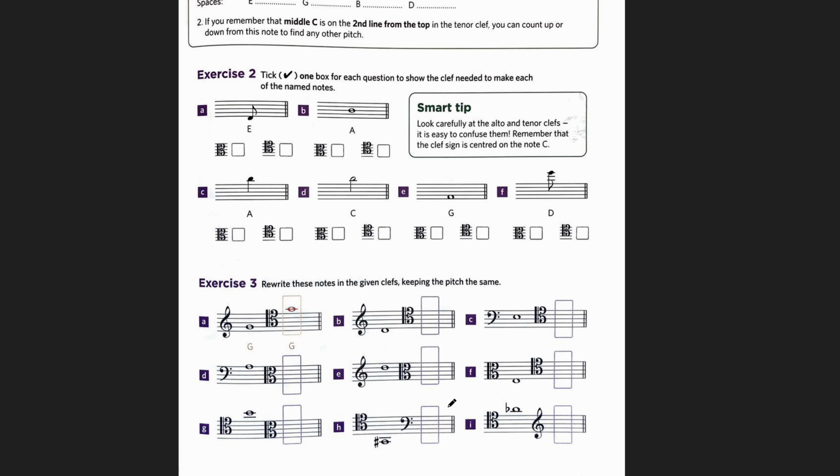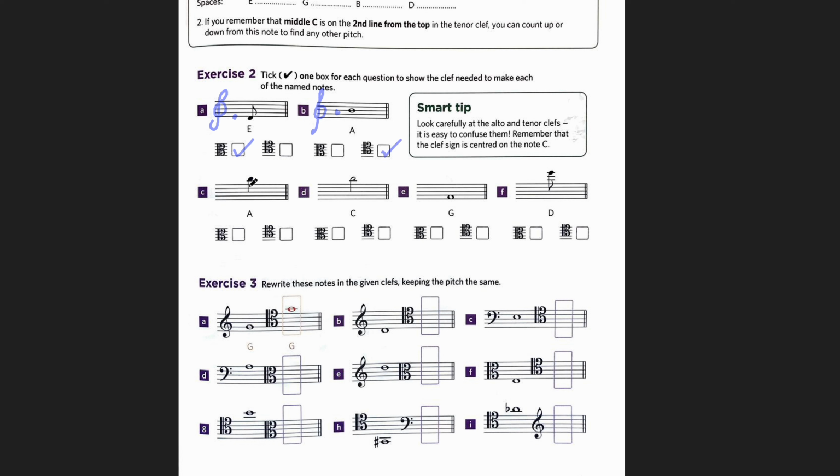Okay, exercise 2. Tick one box for each question to show the clef needed to make each of the named notes. So I've got a trick. Our main thing is treble clef. So if an E would be on treble clef, it would be here. So what's one down? It would be the alto clef. And an A would be here, and it's one up. So it would be, what would it be? It would be the tenor clef.